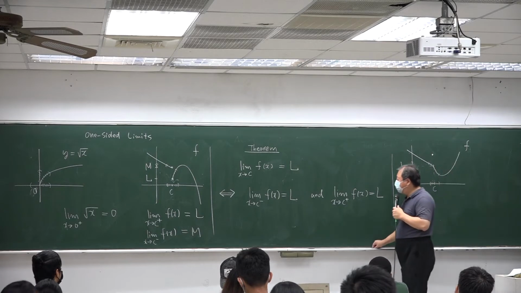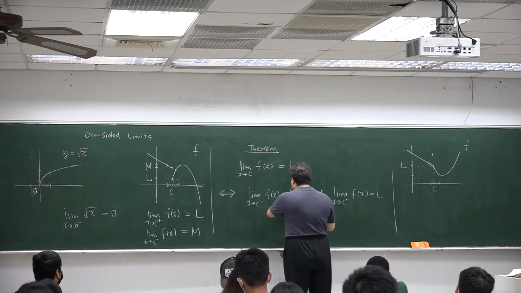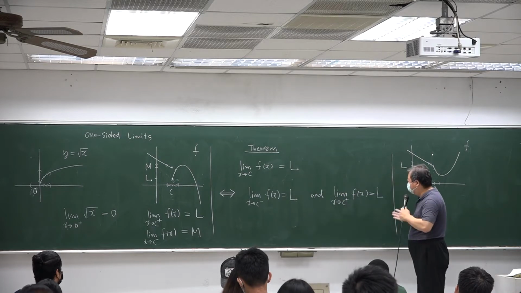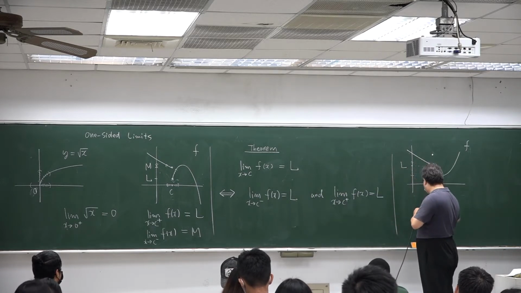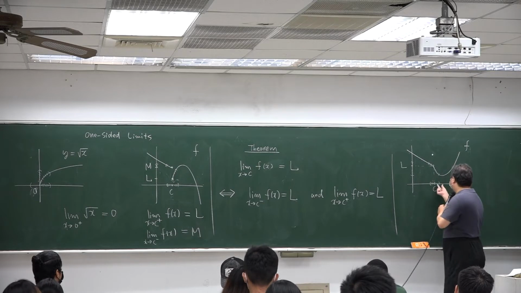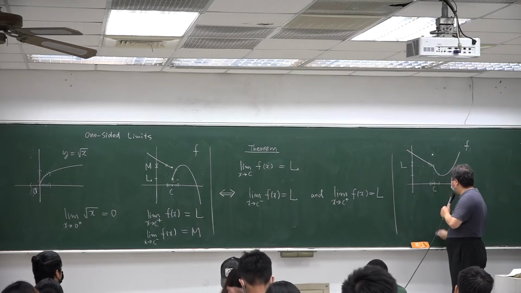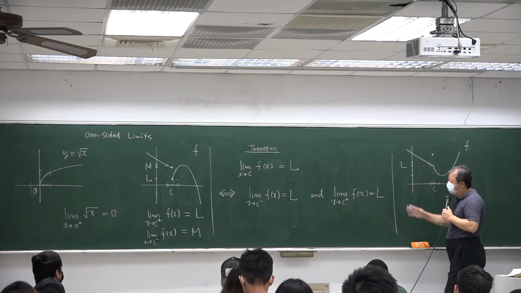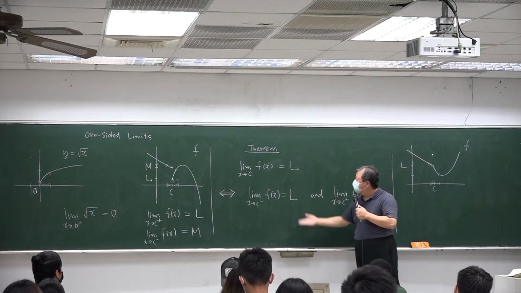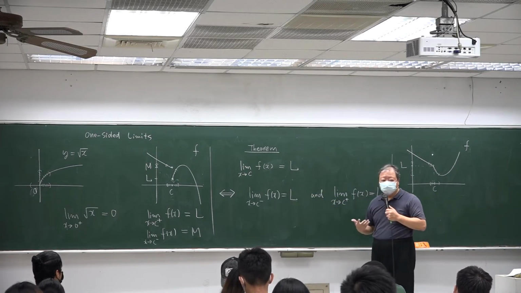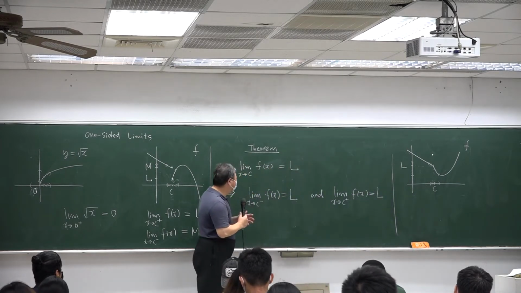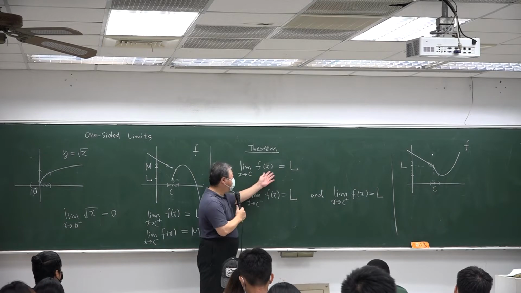Conversely, if this relation is true and this relation holds, then putting this part and this part together, we have a complete neighborhood of this point. So sometimes this theorem can give us some advantage to prove whether this limit is L or not.